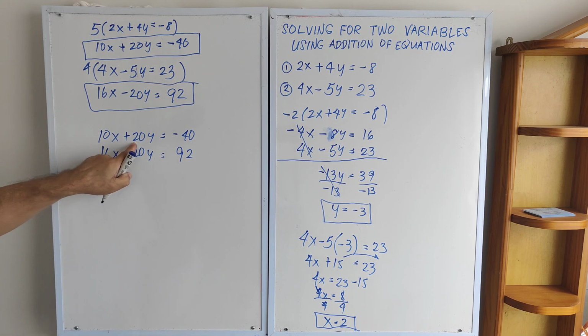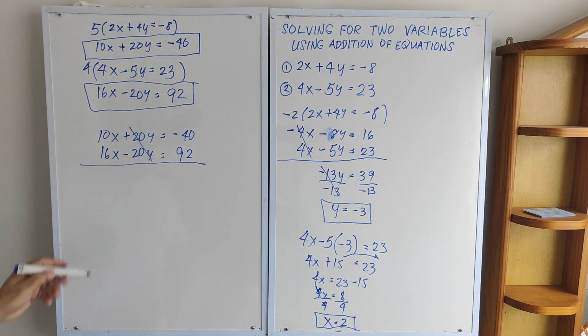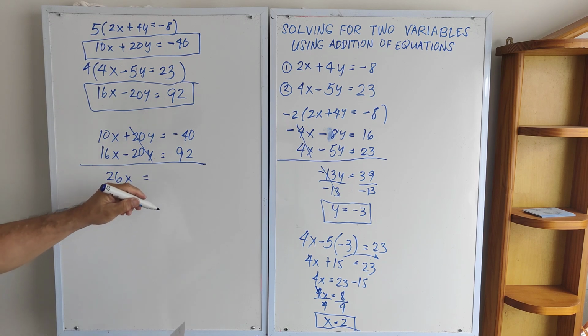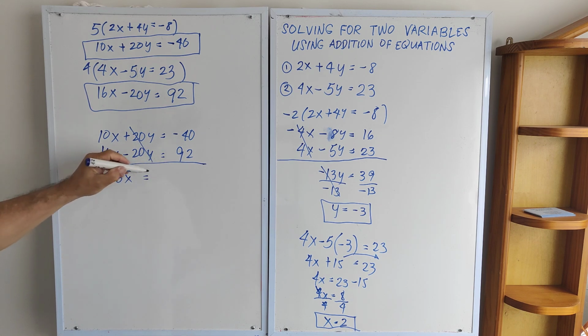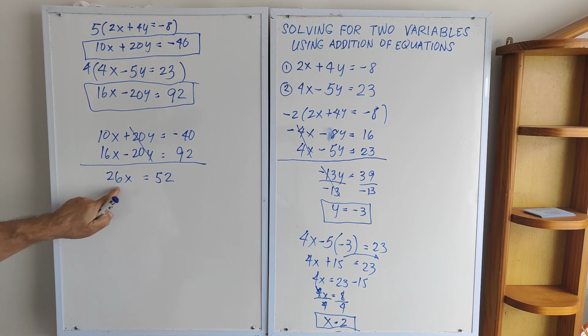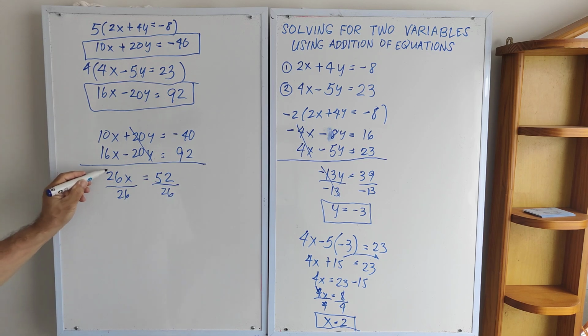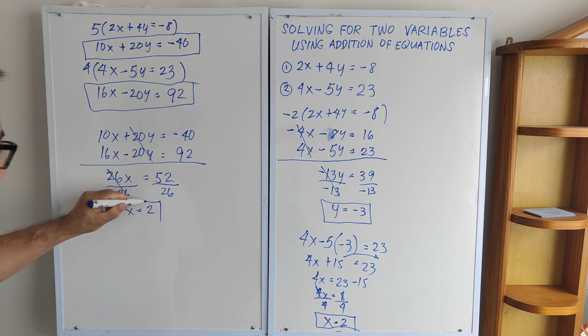Now this is positive 20, this is negative 20, so we can add them and it will cancel out. So what we have left is 10x plus 16x is 26x, equal to negative 40 plus 92, which is 52. Now we want the value of x, so we have to remove 26. To remove 26, we divide by 26 on both sides. So this will cancel out. X is equal to 52 divided by 26, which is 2.